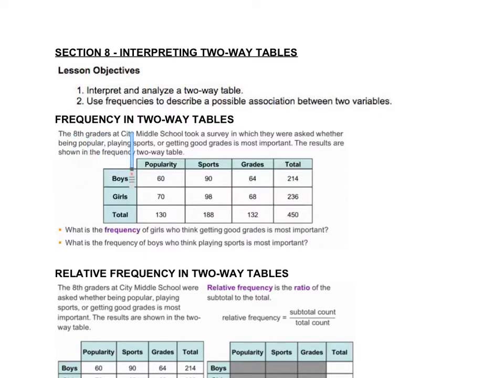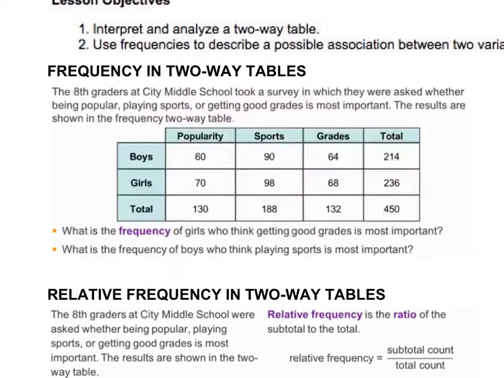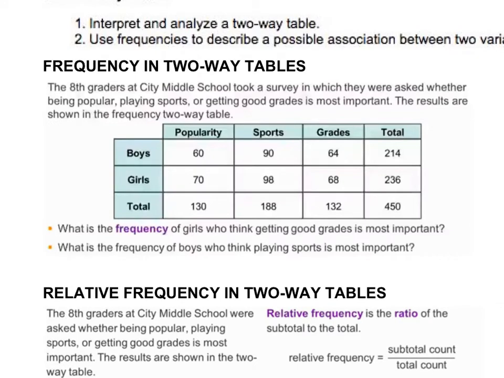Okay, the 8th graders at City Middle School took a survey in which they were asked whether being popular, playing sports, or getting good grades is most important. The results are shown in the frequency two-way table. Okay, so this question is asking what is the frequency of girls who think getting good grades is most important, and then what is the frequency of boys who think playing sports is most important. So when it says, what is the frequency, we just need to answer that question.